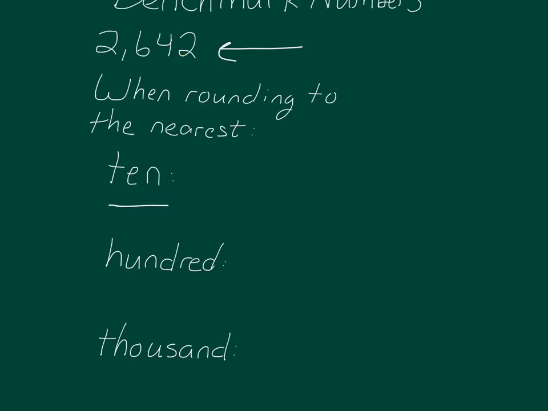The number below 42 in the tens place is 40. So it's the first benchmark number. The next 10 above 42 is 50. That is the second benchmark number. The halfway point between 40 and 50 is 45. These are the numbers we're going to use when rounding 2,642 to the nearest 10.